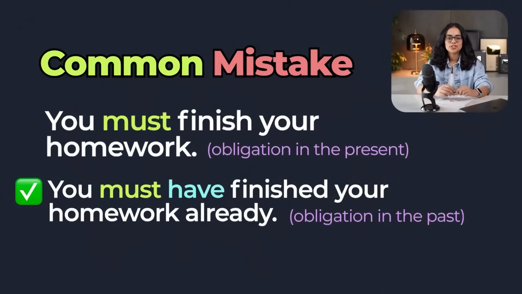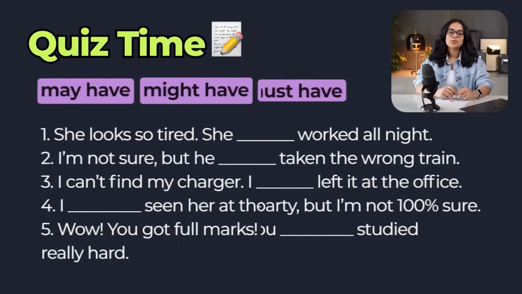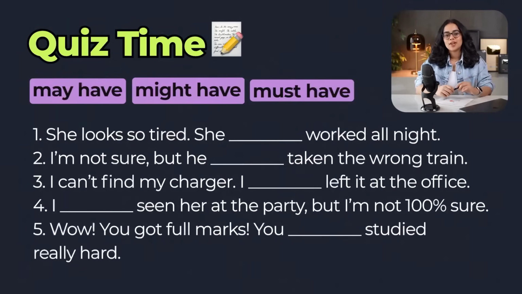Alright, now it's time to test how much you've learned from this lesson. It's quiz time. You have 5 sentences on your screen with blanks, and there are 3 options to choose from: may have, might have, and must have. You have to pick the correct option and fill the blanks. You can pause the video or take a screenshot and write your answers in the comments.